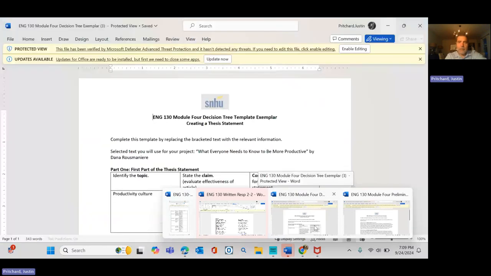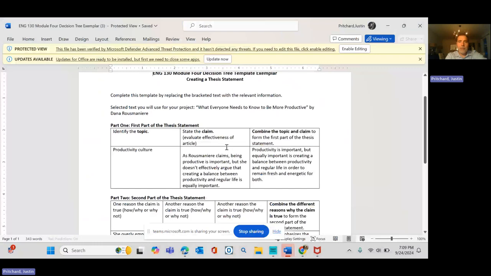here's the exemplar. Right, so this is for "What Everyone Needs to Know to Be More Productive." It gives the author here. And so you have to identify what the topic of this article is, which we've already done, right? This is work that's already been accomplished in the first three modules. And then what's the claim? What's the main idea that's being put forward in the article that you've chosen?